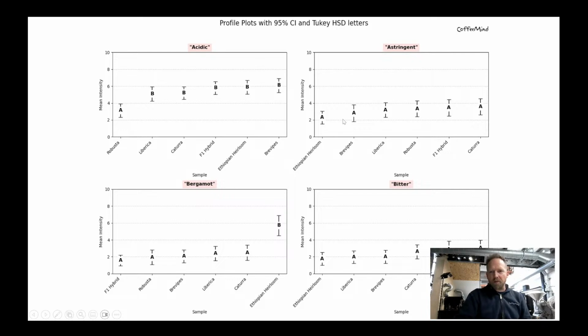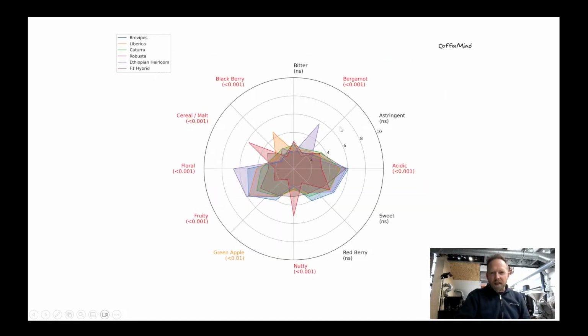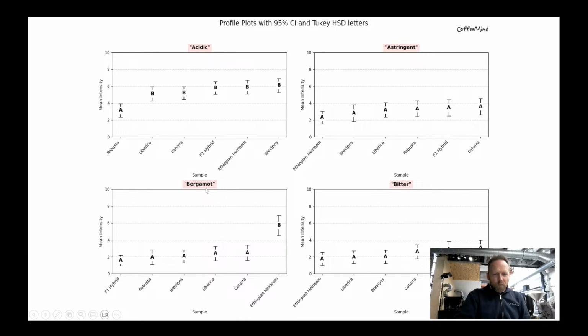And you can see the same for astringency. It didn't seem like it stood out. But for bergamot, you could see there was one that really stood out here. And that was the Ethiopian Heirloom, where all of the others were pretty similar.